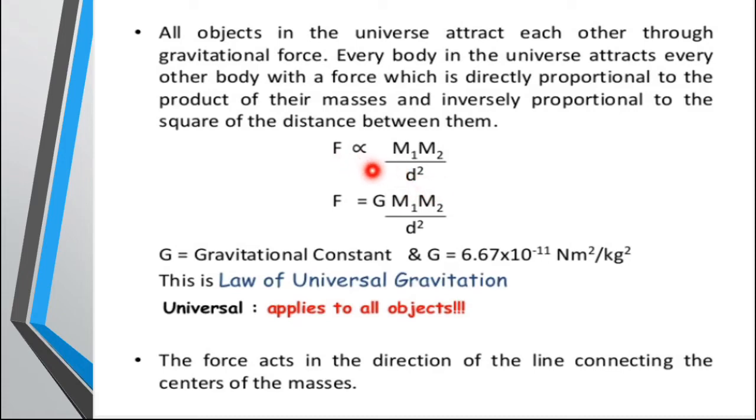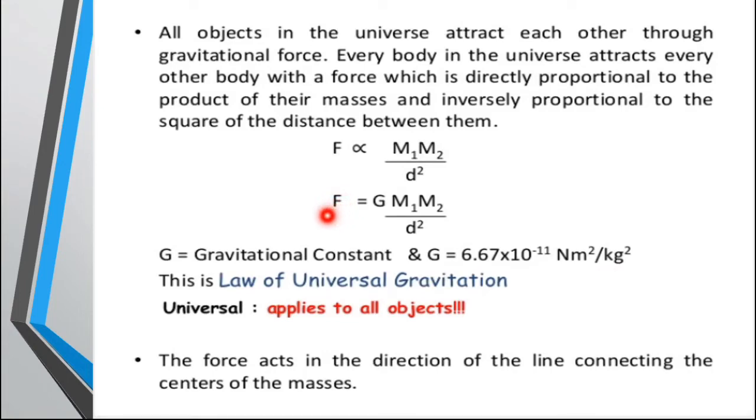If we replace this proportionality sign with an equality sign, we have to use a proportionality constant. That proportionality constant is represented by capital G. This G is the universal constant of gravitation, whose value is 6.673 multiplied by 10 raised to the power minus 11 newton meter square per kilogram square.